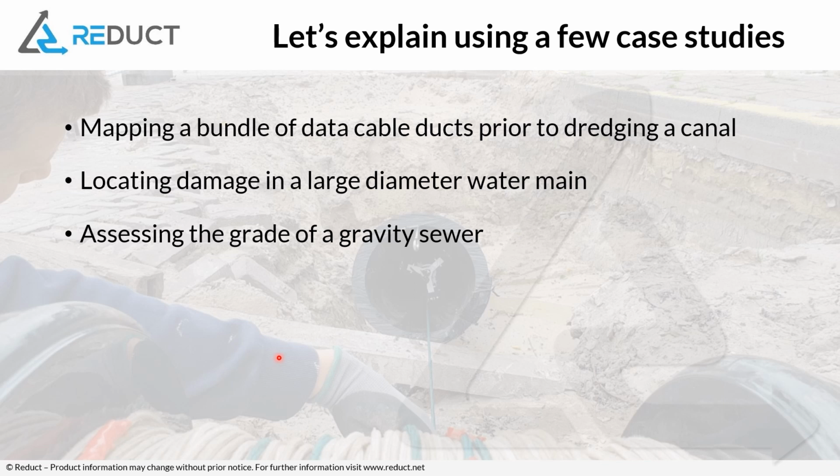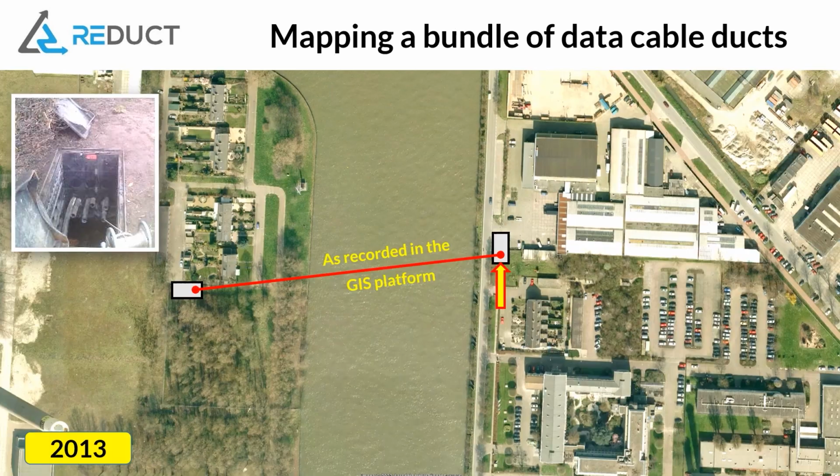And we have three. We're mapping a bundle of cable ducts prior to dredging a canal. The second one is locating a damage in a larger diameter water main. And the third one is assessing the grade of a gravity sewer. So let's jump into the first one.